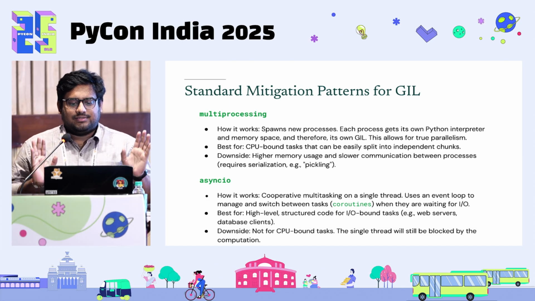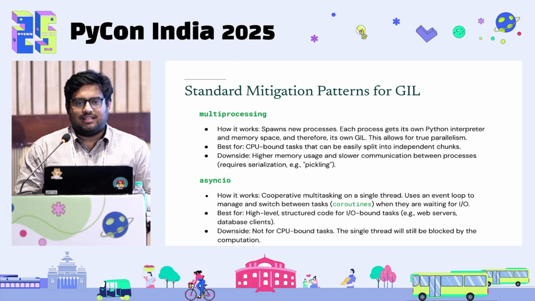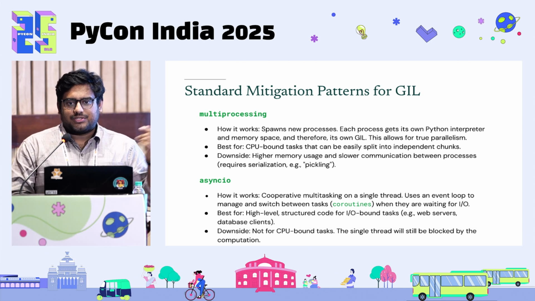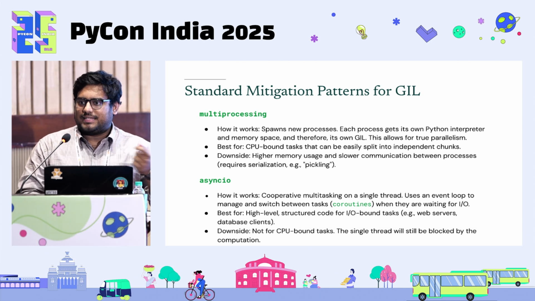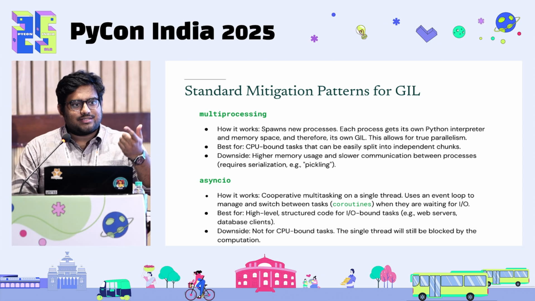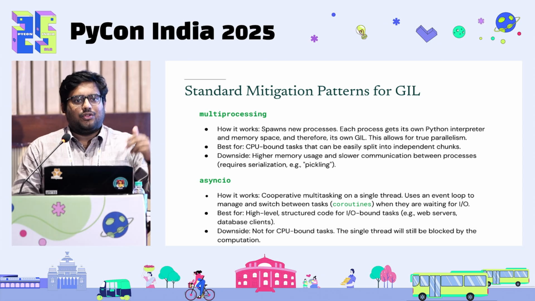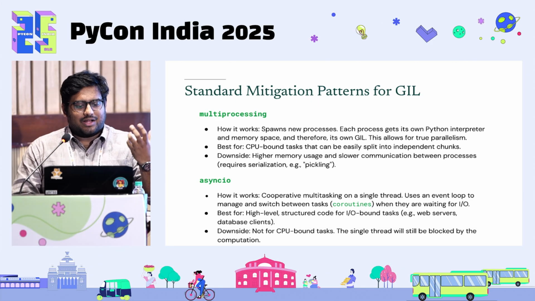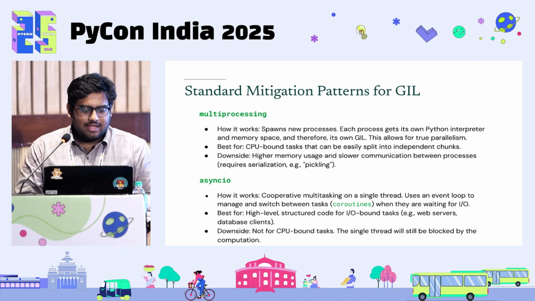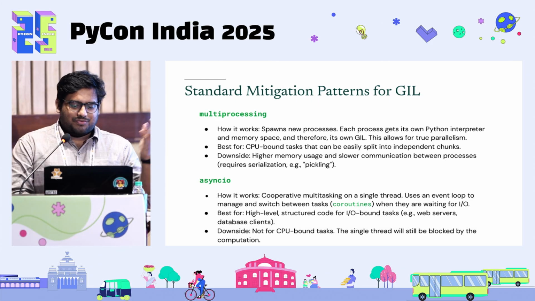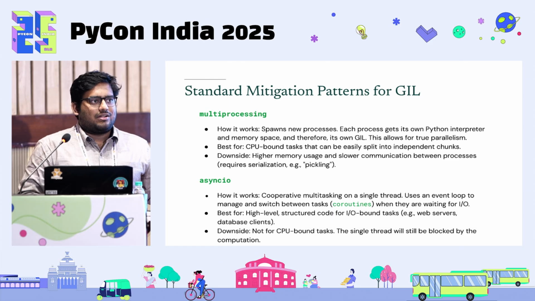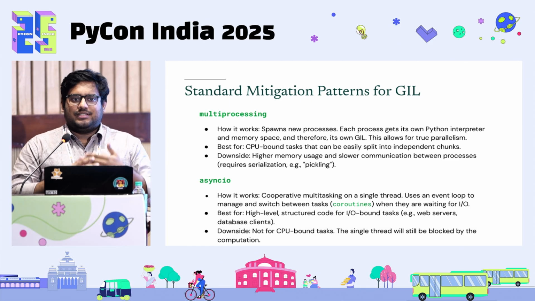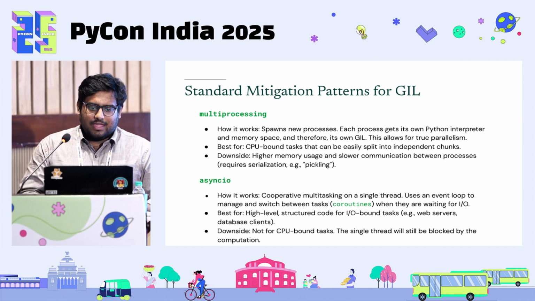It's best for structured code for IO-bound tasks like web servers. I think Alan previously showed how he was using a FastAPI web server, which is basically an IO-bound task, because when you send a request, you're waiting for a response and then you continue. So that is an IO-bound task where you are doing a standard wait-receive pattern. The downside, again, is that this is not for CPU-bound tasks. A single thread will still be blocked by computation. If it is continuing to compute, it is going to stay in a stuck state.